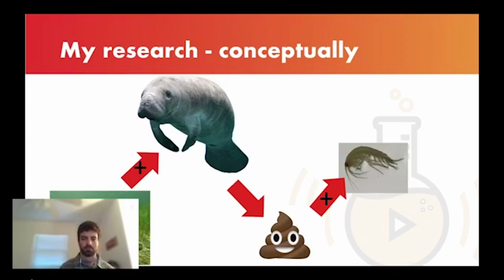And so that's a benefit for the manatees. The manatees poop a lot, and then what we expect is these freshwater invertebrates on the far right. This is an amphipod. It's actually a crustacean. We expect them to be benefiting from this poop because it's got a lot of this organic matter in it.